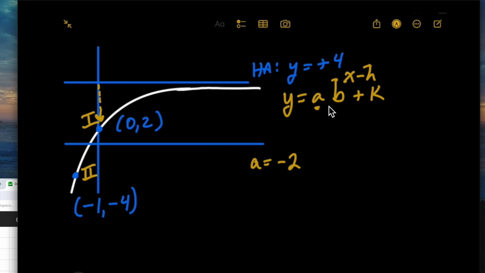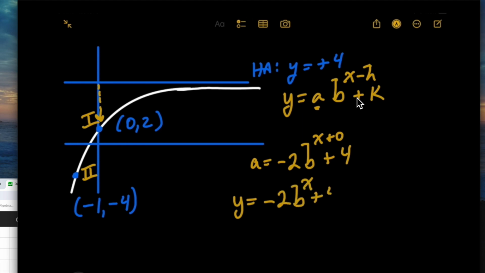Let's now go ahead and elucidate the exponent, and we see that Roman numeral 1 has no shift right or left, so our h value is going to be 0. So we know that we're going to have negative 2b to the x plus 0, and our k value is going to be our horizontal asymptote, which is plus 4. So let me rewrite this. This is very messy. So our a value is negative 2, b to the x plus 4.